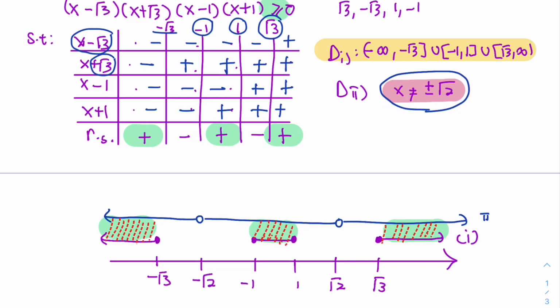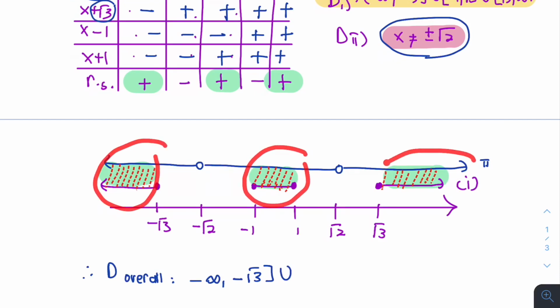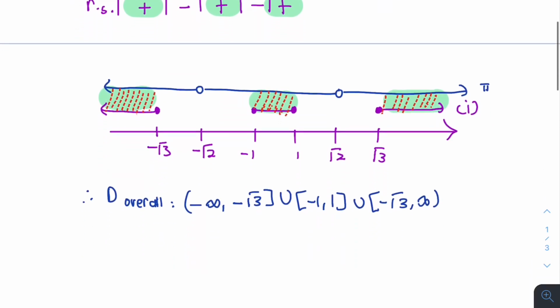So you can conclude the domain overall. You get negative infinity until negative square root 3, union the second part, and the third part is this. So you get negative 1 until 1, union square root 3 until infinity. So this is the overall domain.